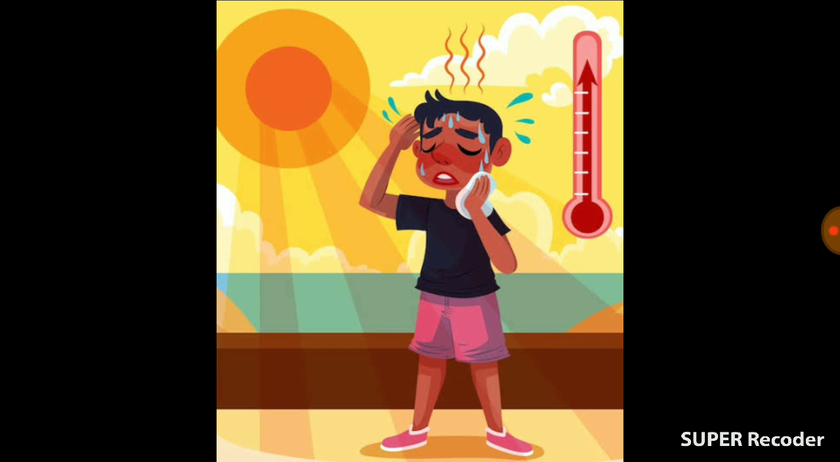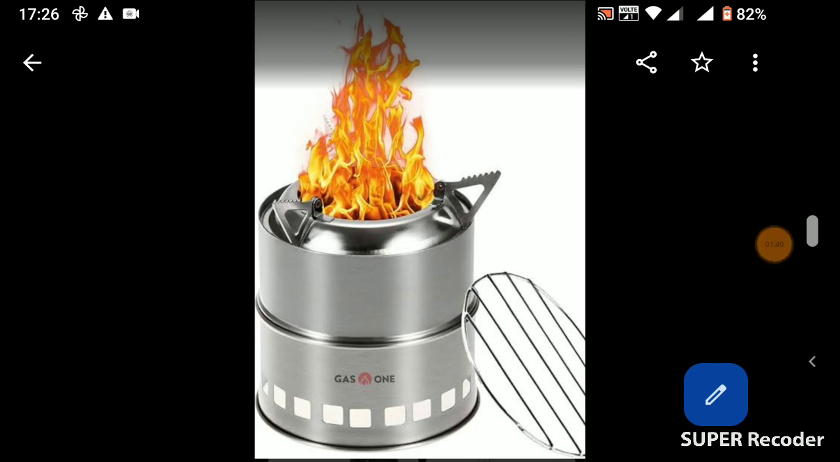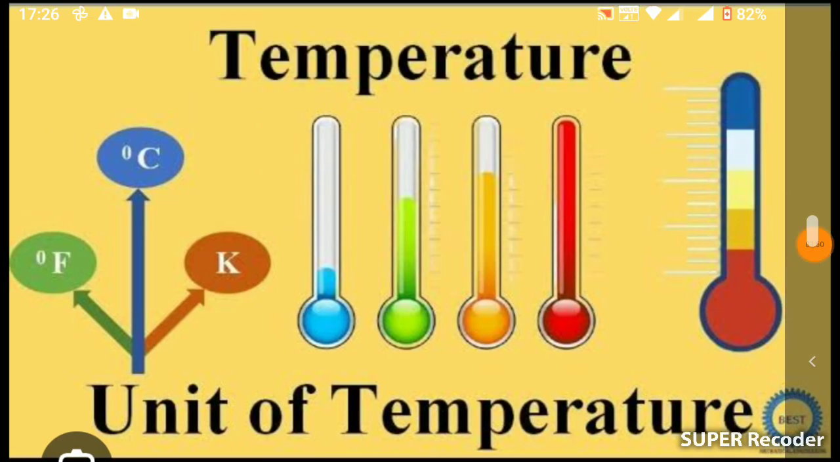In your English class, when you were in the primary section, you would have studied that the opposite, the antonym, of hot is cold. What do you understand by hot and cold? How can you compare the hotness of two or more substances? It is only through temperature. The degree of hotness or coldness of an object is called its temperature. So this is the definition of temperature.